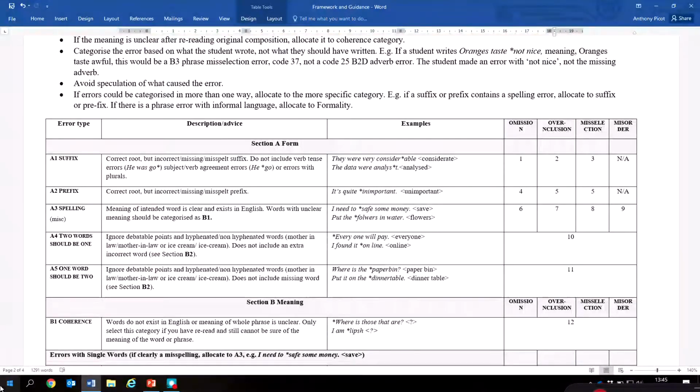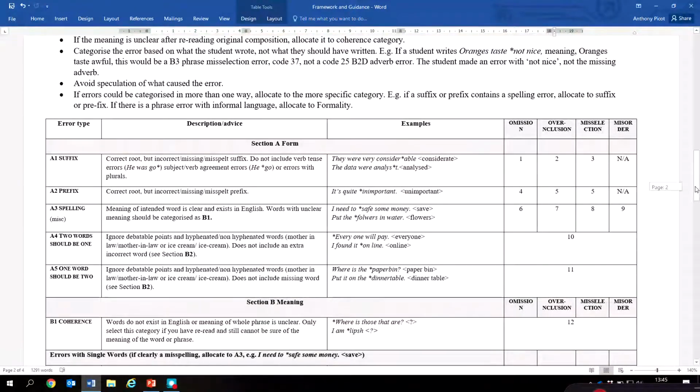Going back to these error types, you can see there's a category there for spelling. The next two words should be one word, should be two. Some students make errors in these areas. For example, everyone should be one word, not two.